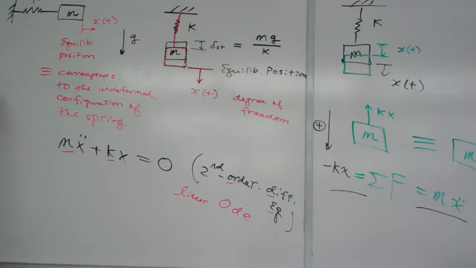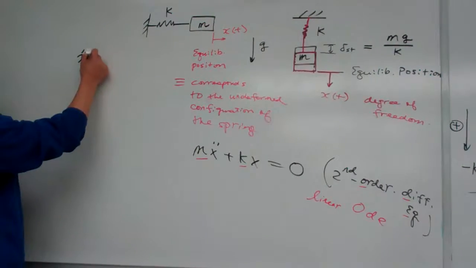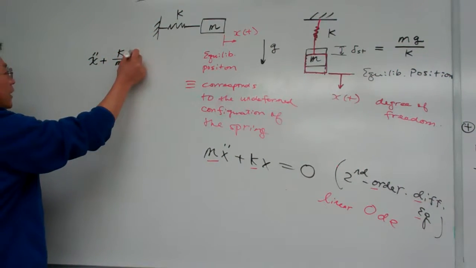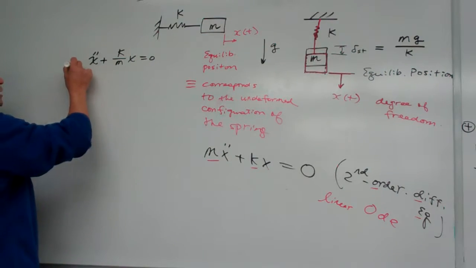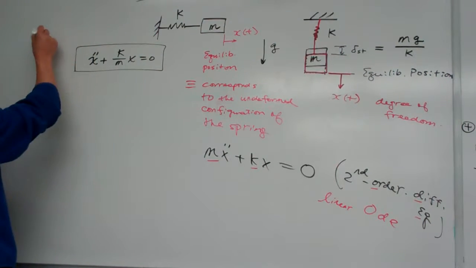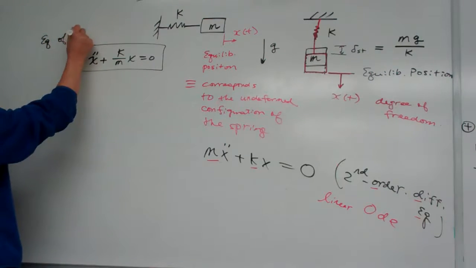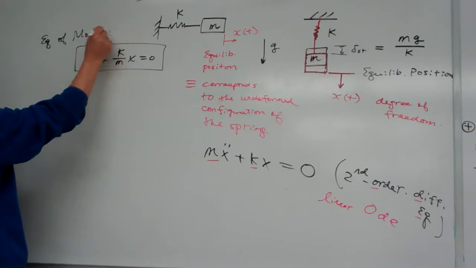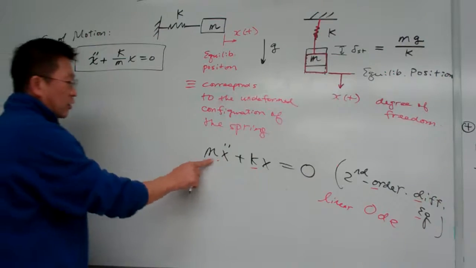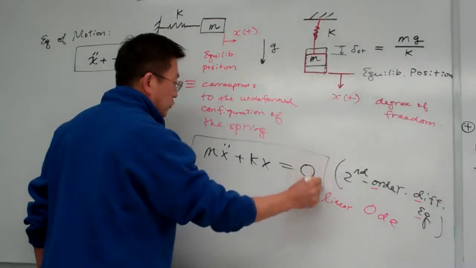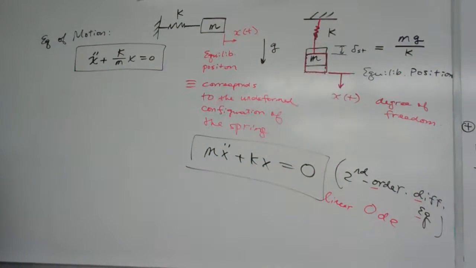So from this moment onwards, we can say x double dot plus k over m x equal to 0. So that is our equation of motion. Of course, this is also an equivalent equation of motion. The two are equivalent. Basically, they are identical. I simply scale the coefficient of the highest order to 1. Okay?